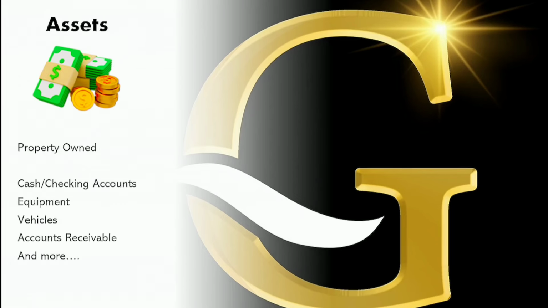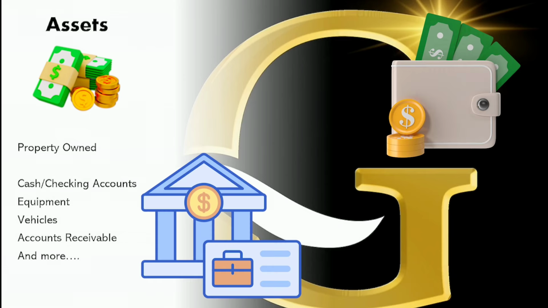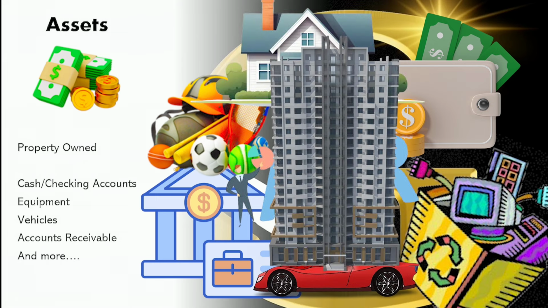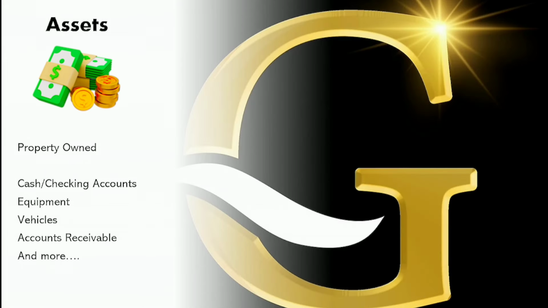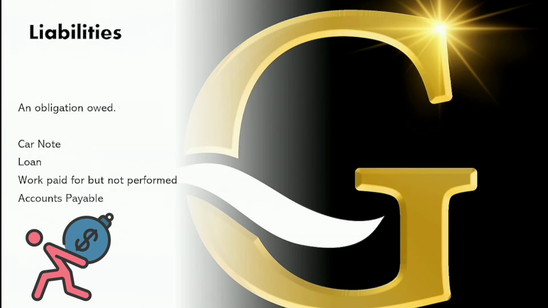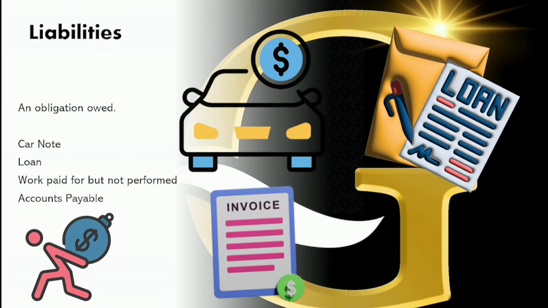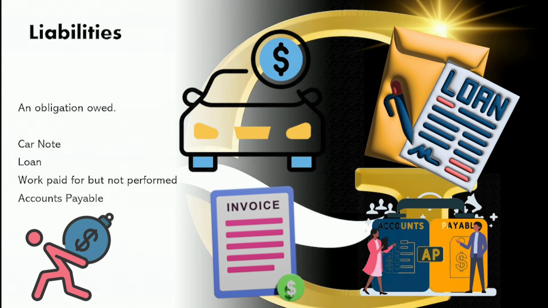Now, what is an asset? An asset essentially is just property you own. Could be your cash, checking account, equipment, vehicles, accounts receivable, homes, buildings, anything of that nature. Liabilities are an obligation owed, money you owe out, or an obligation to fulfill a contract. Some examples include a car note, a loan, work paid for already but you didn't perform it, or accounts payable.